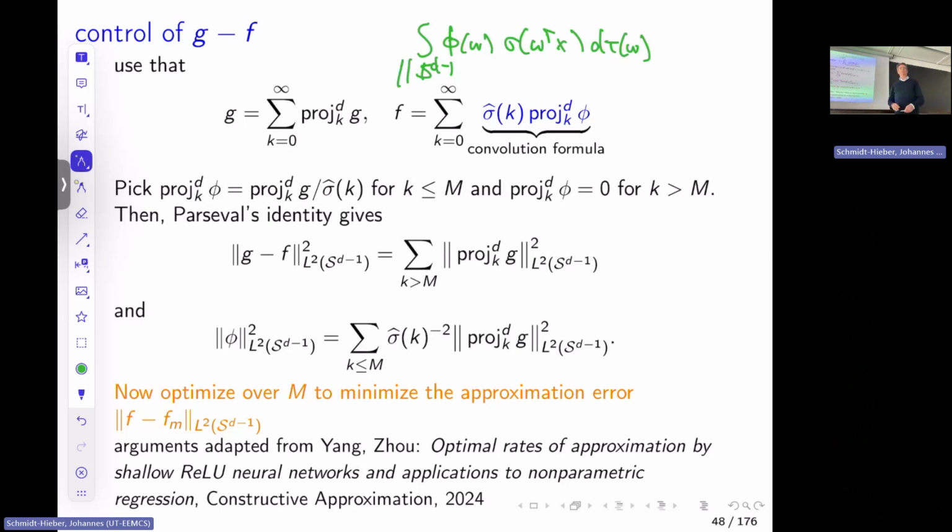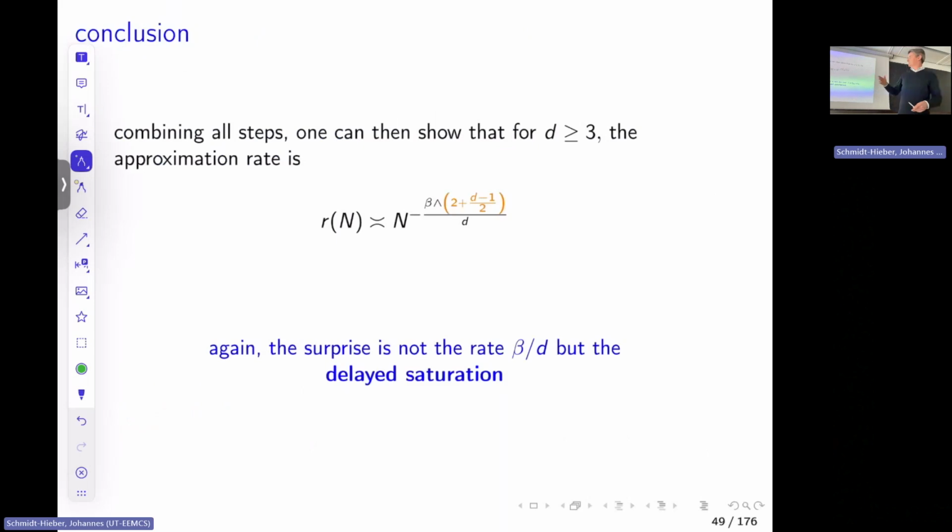And this is the paper, because you asked us on Monday. So that's the paper where this is described, and I just try to give you a high level overview about the idea. So this is the thing, this delayed saturation.